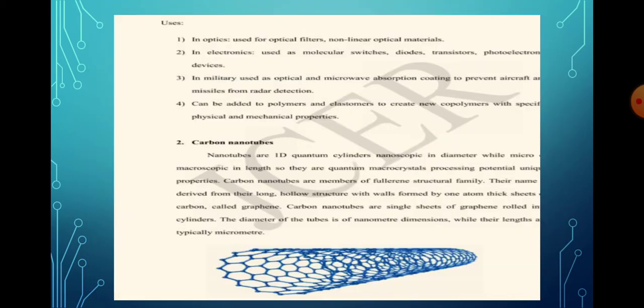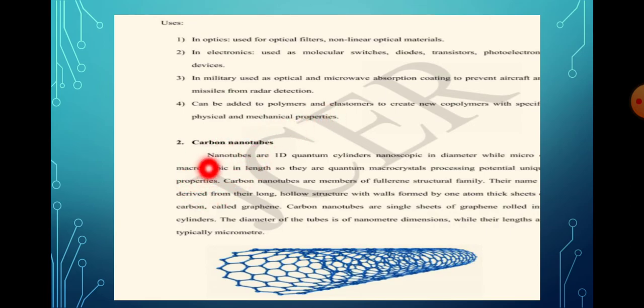Next, what are the uses of this? In optics, it is used as a non-linear optical material. In electronics, it is used for molecular switches. The military uses it for microwave absorption. It can be used in polymers and elastomers, specifically for mechanical properties.